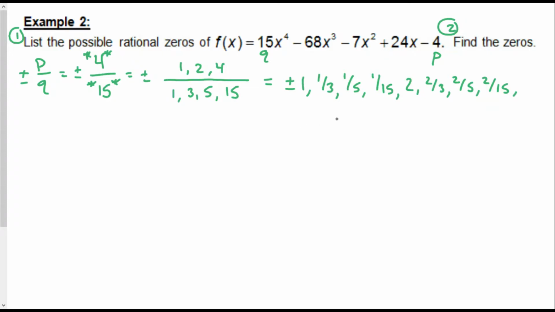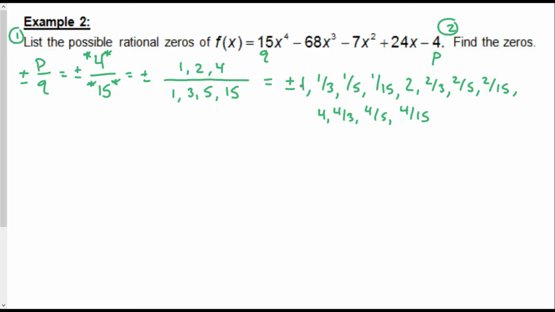Then I'm also going to do the same thing for 4. But I'm running out of room, so I'm going to write it down here. I have 4 over 1, which is 4, then 4 over 3, which is 4/3, then 4 over 5, which is 4/5, and then finally 4 over 15.